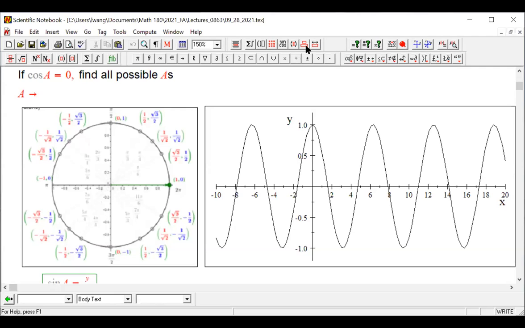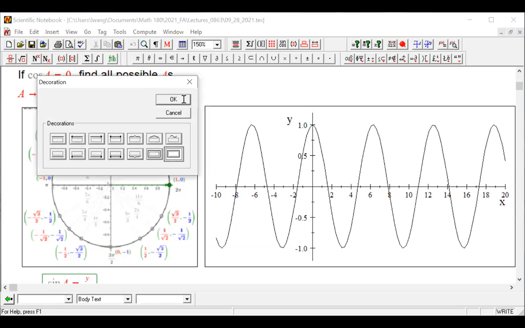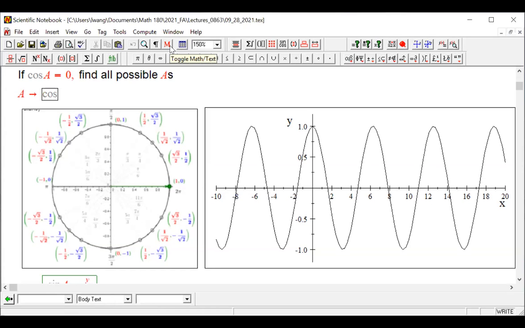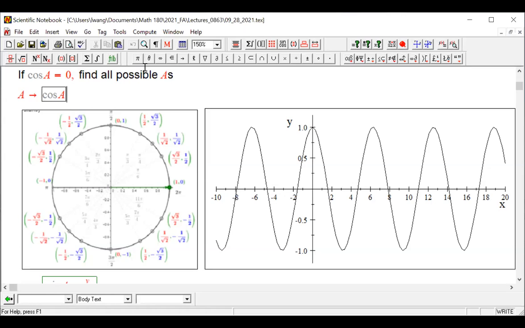How to identify the A's? You go to the unit circle. What do you look for? Tell me what you look for.